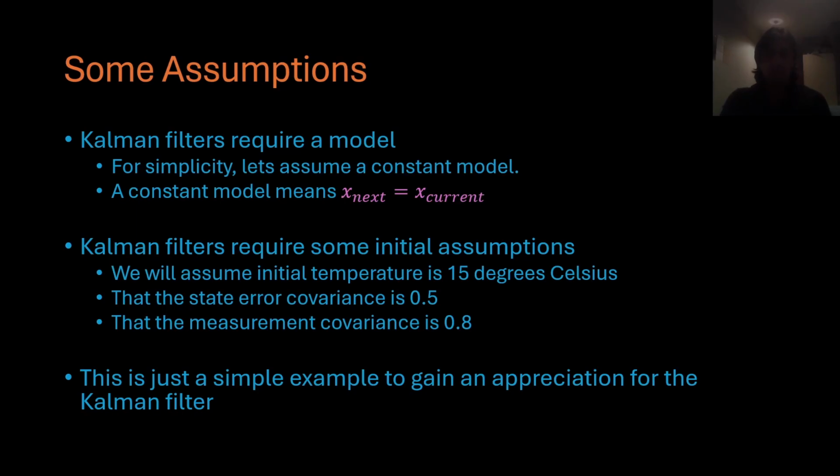A Kalman filter requires some initial assumptions too, if you remember. The previous prediction at time equals 0 is an initial prediction. So we will assume an initial prediction of 15 degrees Celsius, and we'll assume that the state error covariance starts at 0.5. That means the error we expect in our first prediction is 0.5. And our measurement covariance is 0.8. Remember that the measurement covariance is how noisy our sensor is, and the state error covariance is how much we trust our predictions. Again, this is a simple Kalman filter example, so you can gain an appreciation of the Kalman filter. Okay, let's start doing some calculations.